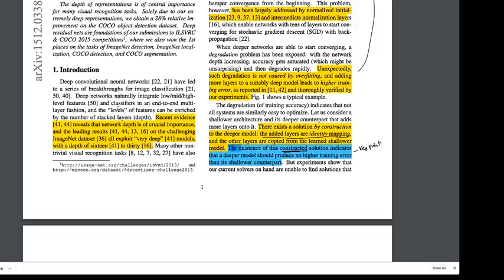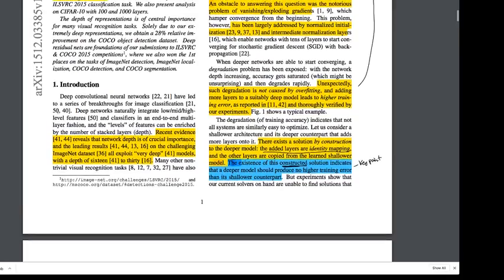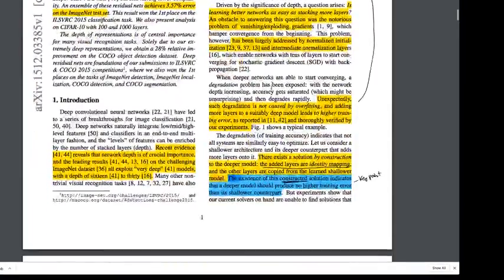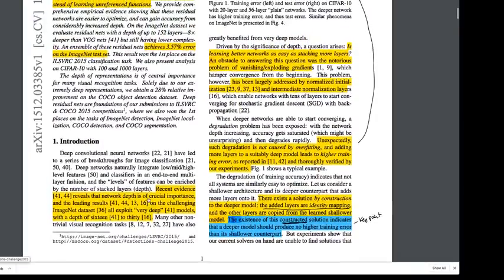And so we have this line here: recent evidence reveals that network depth is of crucial importance, and the leading results on the challenge ImageNet dataset all exploit very deep models with a depth of 16 to 30. So this being in the introduction is making the point that, okay, all these past ImageNet models have been really deep. So network depth is probably a pretty crucial part of doing well on this ImageNet challenge. And they also state, okay, it does better on other tests too.